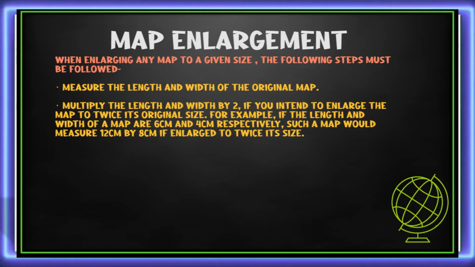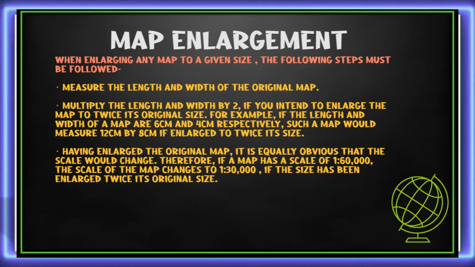Number 2, multiply the length and width by 2. If you intend to enlarge the map to twice the original size, for example, if the length and width of a map are 6 cm and 4 cm respectively, such a map would measure 12 cm by 8 cm if enlarged to twice its size.